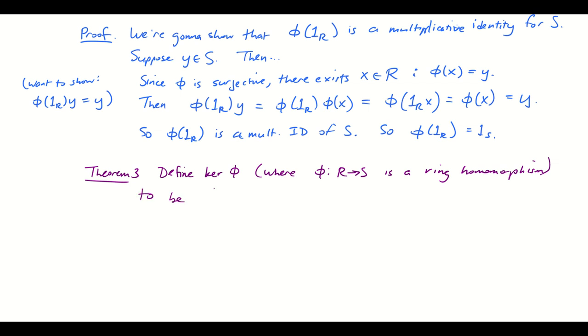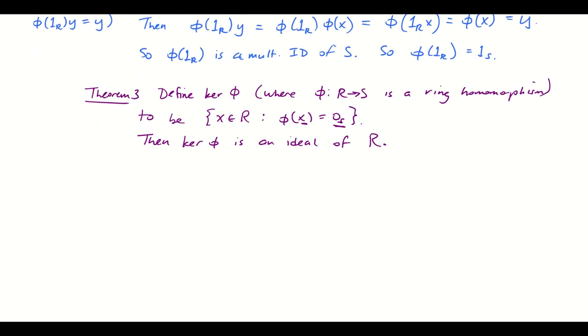To be the set of all x in R such that phi of x equals 0. And I'm going to say 0 in S there just as a reminder that we're looking at all elements of the domain that go to the 0 in the codomain. So it's the set of all inputs that go to 0. That's the kernel. Then, and here's the theorem statement, the kernel of phi is an ideal of R. Isn't that nice? So here's the proof.